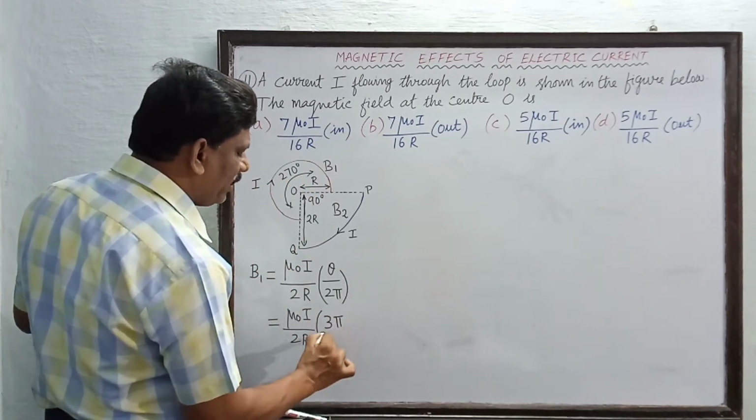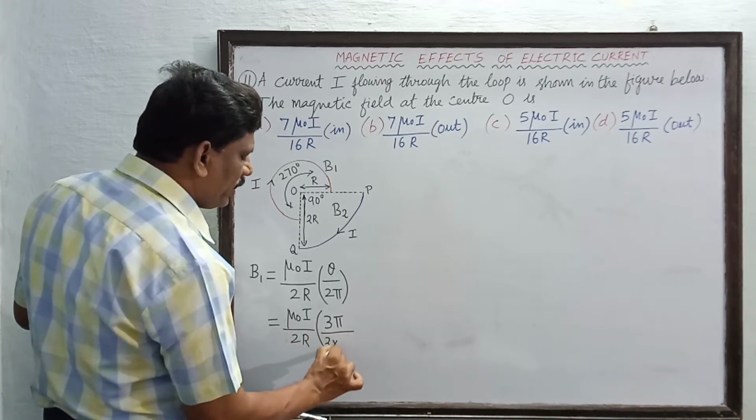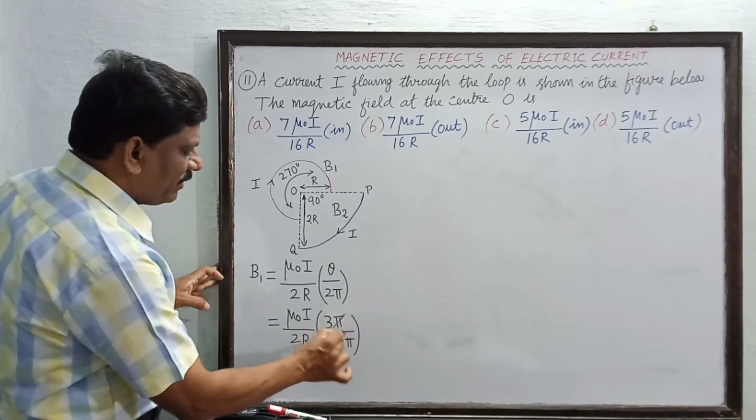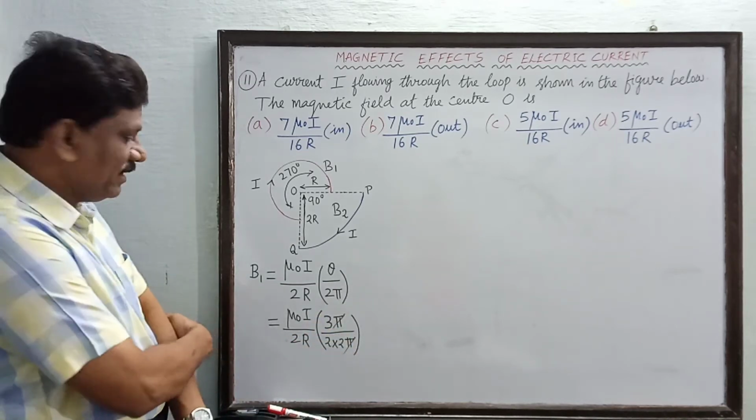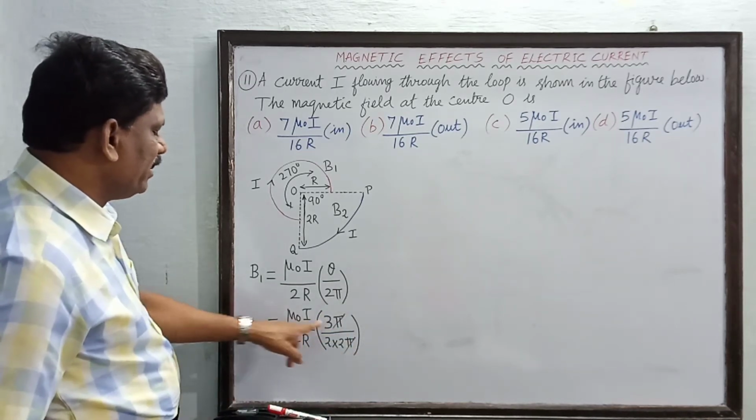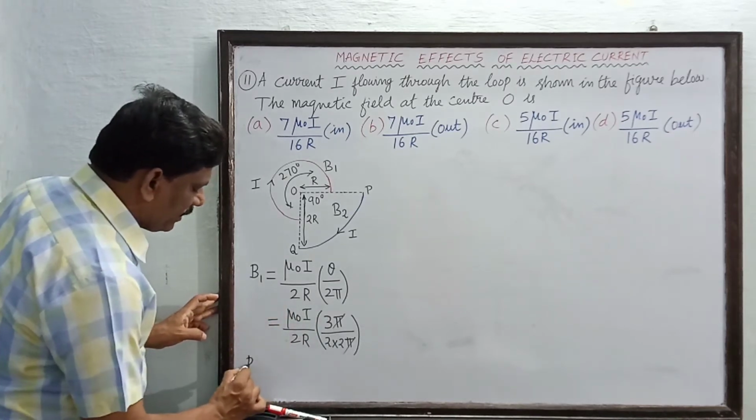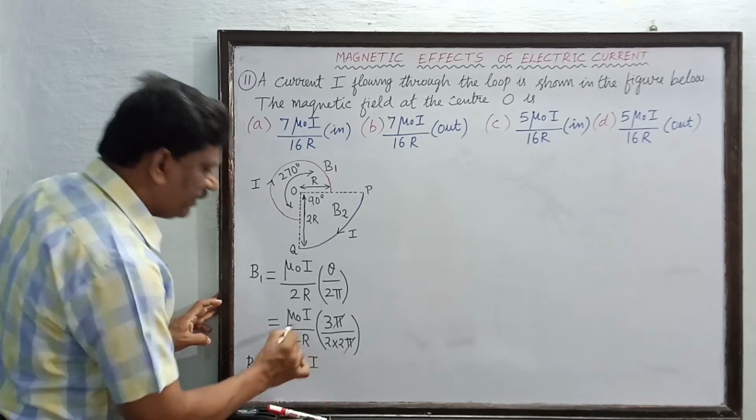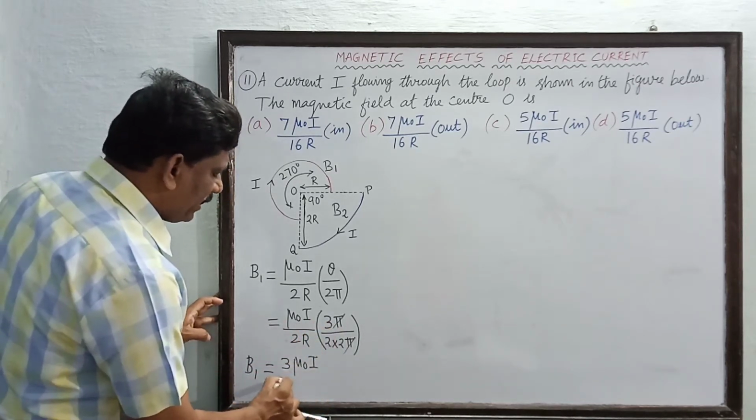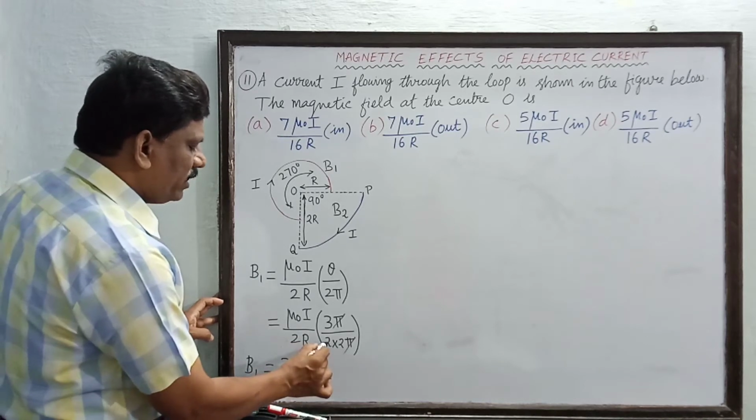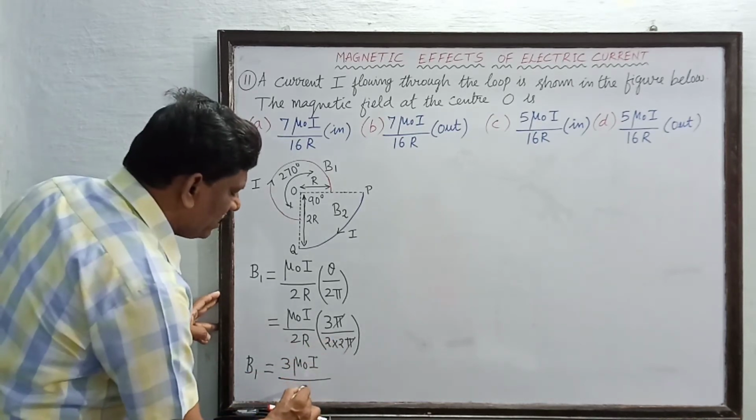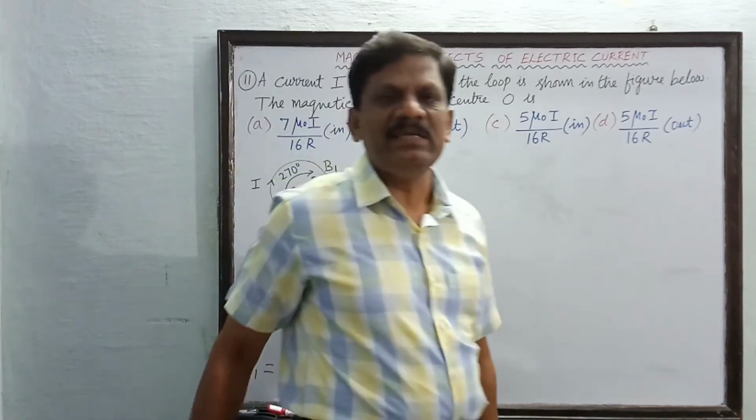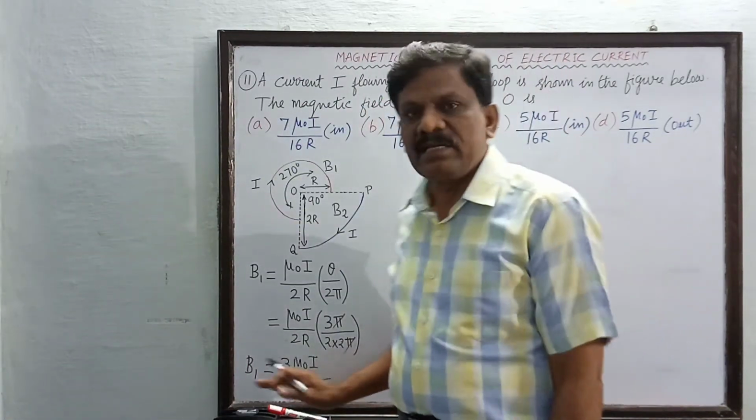So 270 degrees is written as 3 pi by 2. Already there is a factor 2 pi, so the pi term gets cancelled, is it not? So what are the remaining terms? It is 3 mu naught I. So B1 is equal to 3 mu naught I in the numerator. The denominator is 2 into 2, 4 into 2, 8, so this is 8R. So B1 is 3 mu naught I divided by 8R. Up to this I hope you have understood.